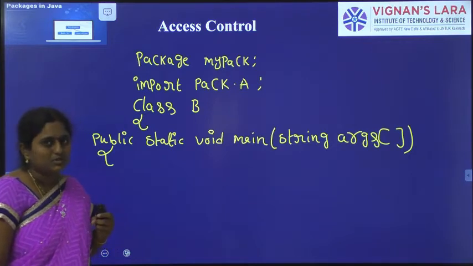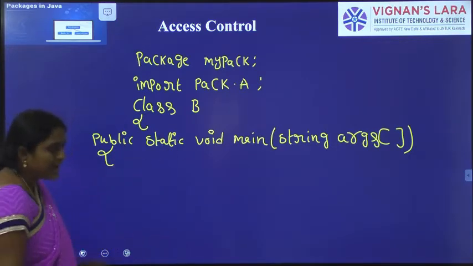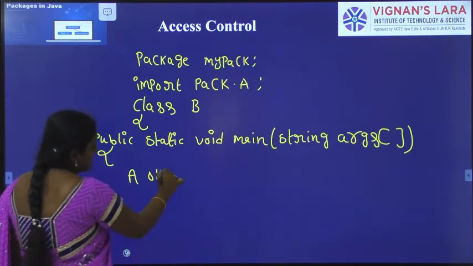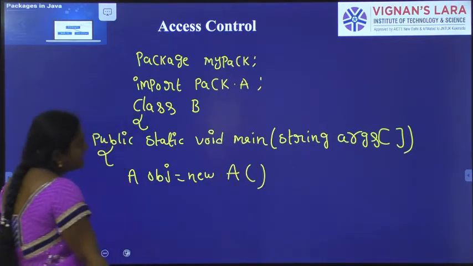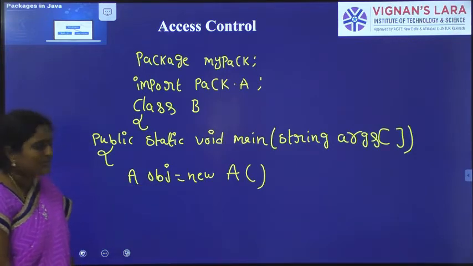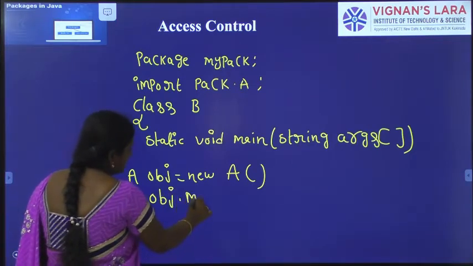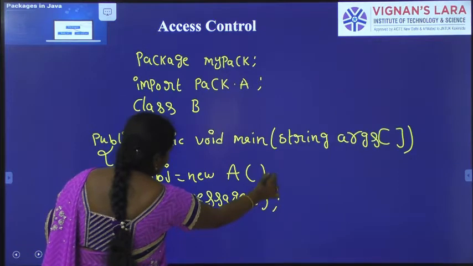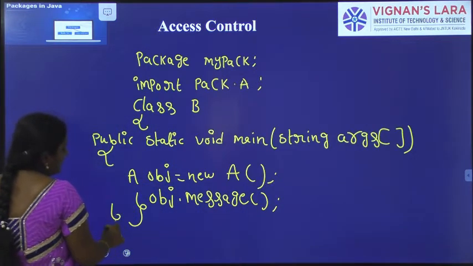Already we are importing a class. In this B class I am creating an object of A class. Here, A obj equal to new A. So directly, with the help of the object name, we can access the message method, obj.message. Then I am closing the main method body and the class body.